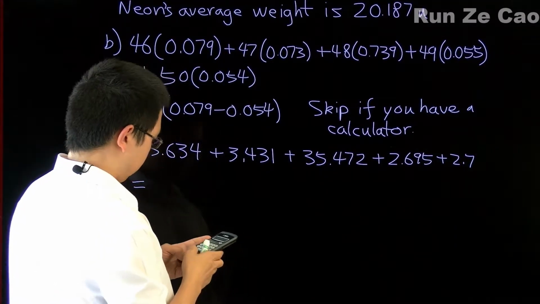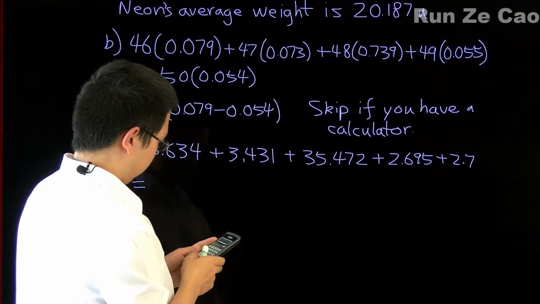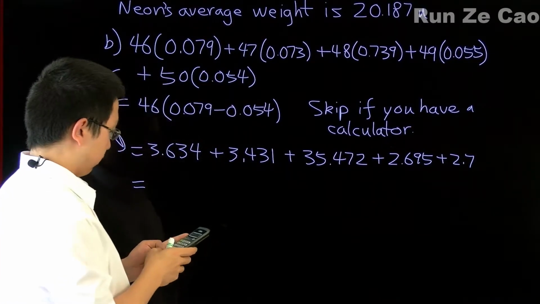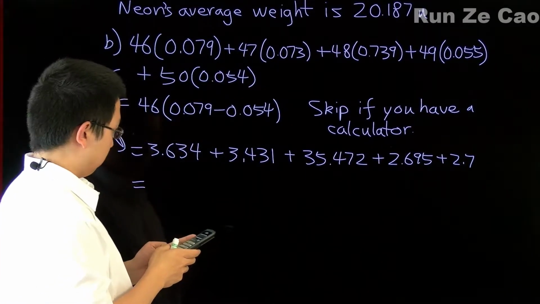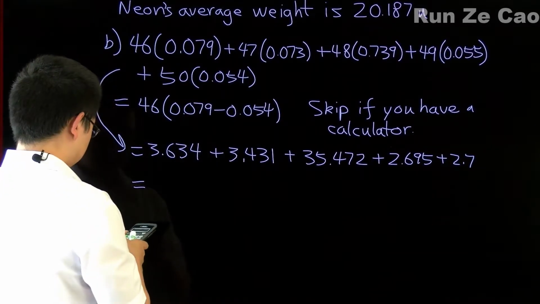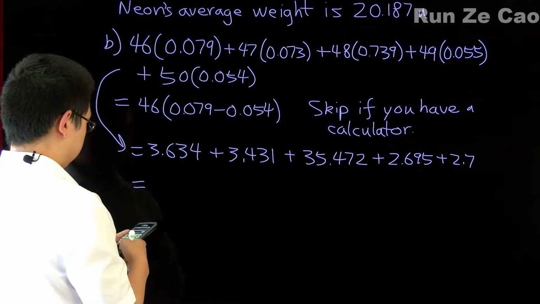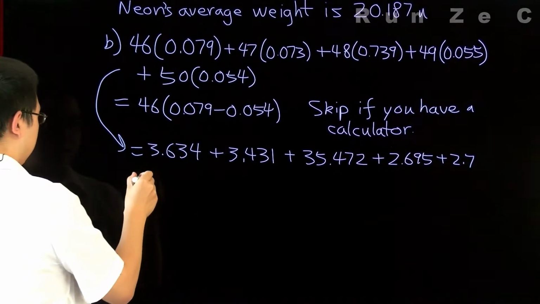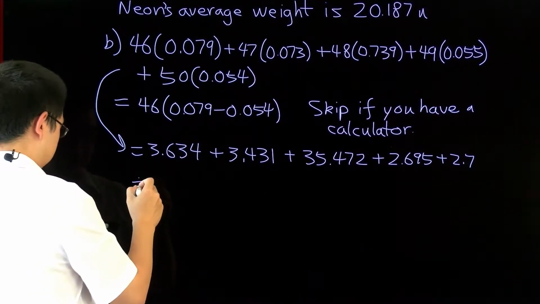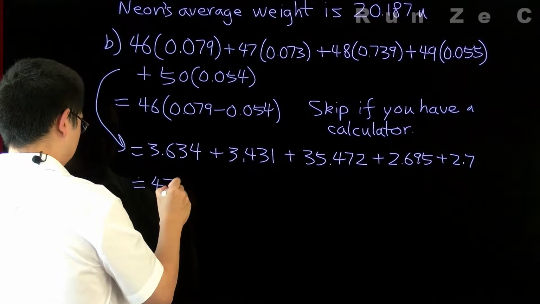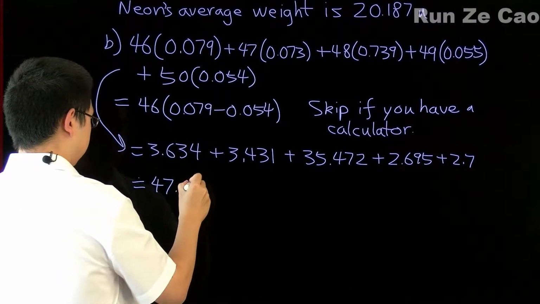2.695 plus 35.472 plus 3.431 plus 3.634. Now, I don't need to tell you that they typically use computers to do all this.